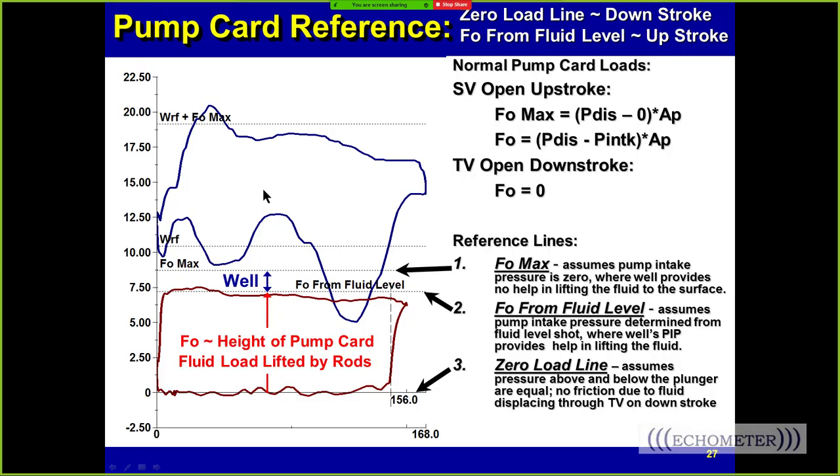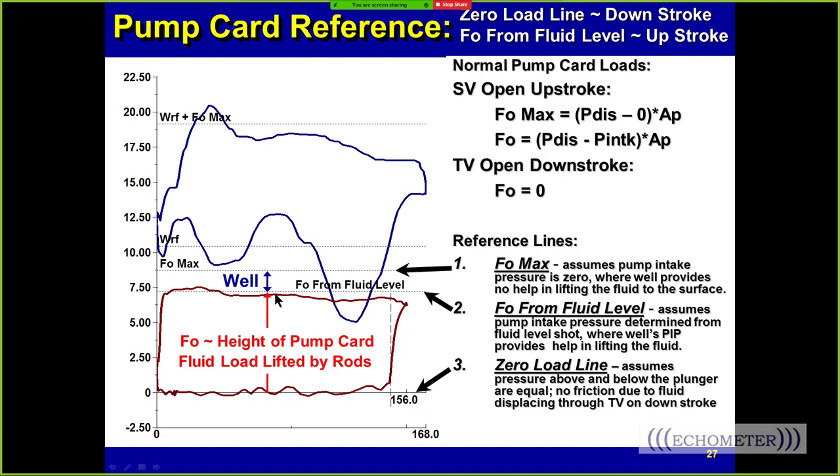All right, now we start to talk about a pump card. The pump card has again, three reference load lines. The pump card sets on zero on the downstroke. That's one reference load line. And it has the fluid load line calculated from the fluid level. That's the load line that should match up with the pump card.